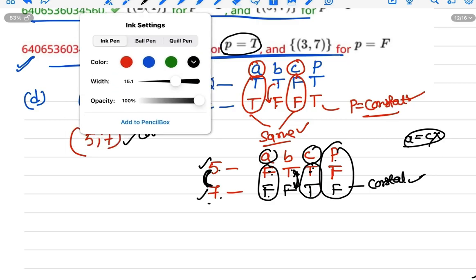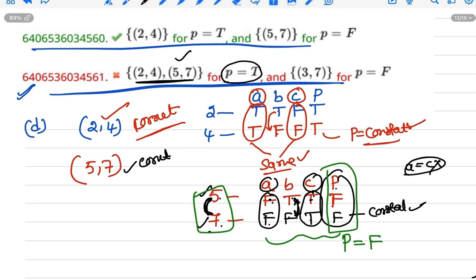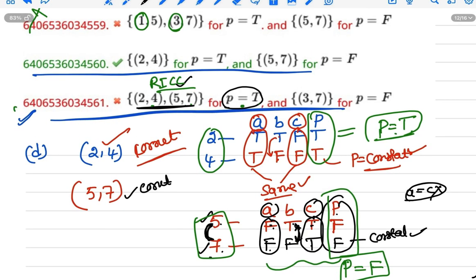See. For 5, 7, the predicate P is false, right? P equals false. So for 2, 4, for these two combinations, the predicate P equals true, right? But these pairs are RICC pairs not only for P equal to true. P equal to true and P equal to false are different, right? So this option is incorrect.